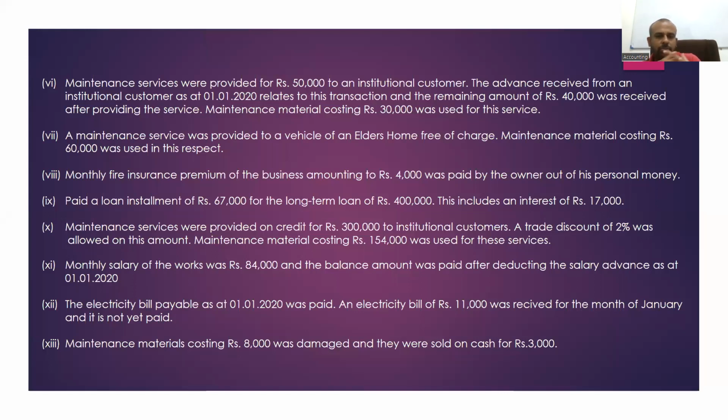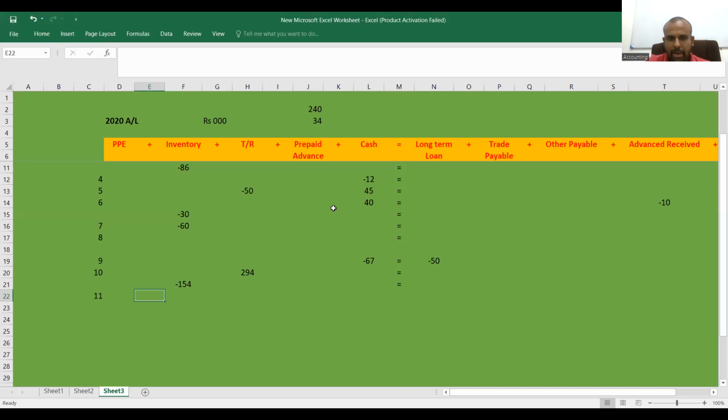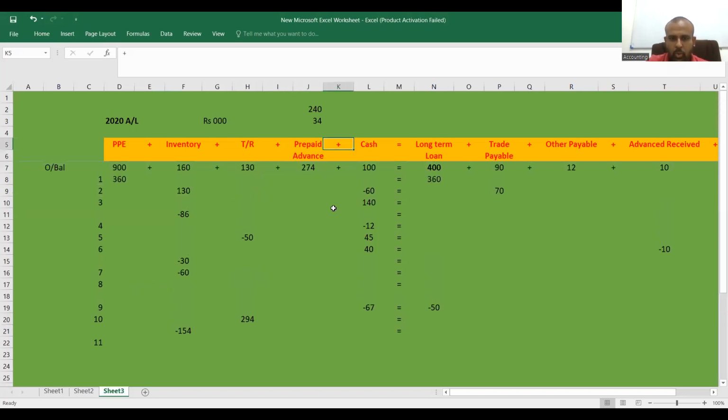Monthly salary of workers 84, and the balance amount was paid after deducting the salary advance as at 35. So there is an amount given as a salary advance. How much have you paid as a salary advance? If you move into the question directly, salary advances, how much? 34. We have paid 34,000 as a salary advance to the employee, right? So we have paid 34. That advance paid is included in this 274. Right? Next, how much more do we pay?